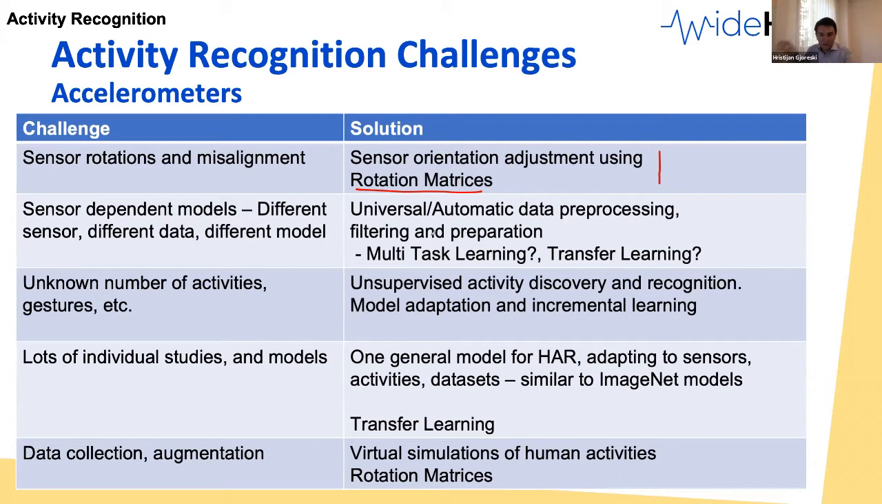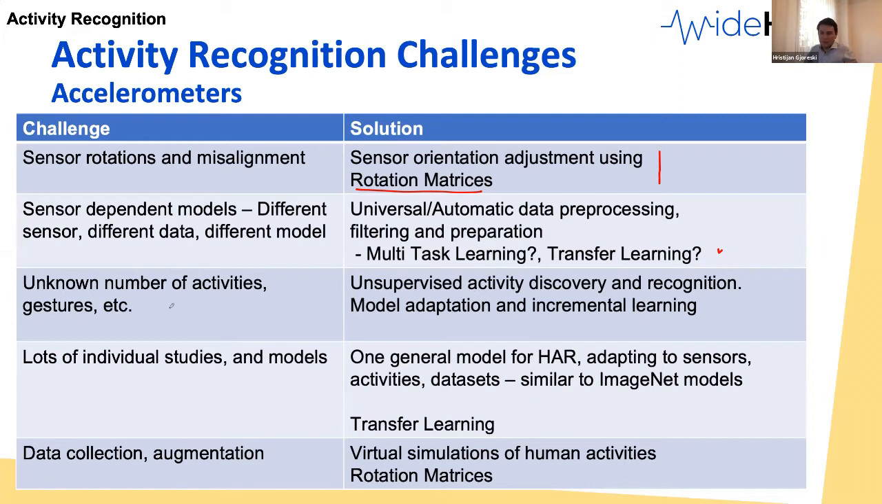But once you go deep into the accelerometer, this can be a problem. One kind of accelerometer, another kind of accelerometer. Potential solution here is, I don't know, train a supermodel and then apply transfer learning or multitask learning.